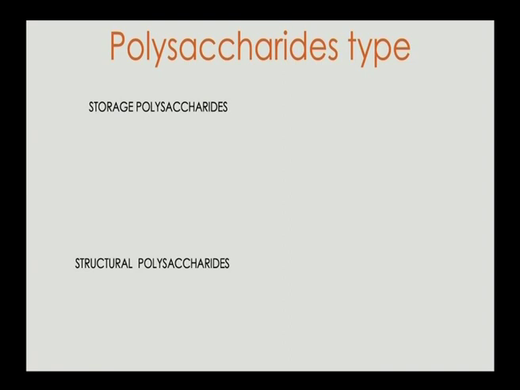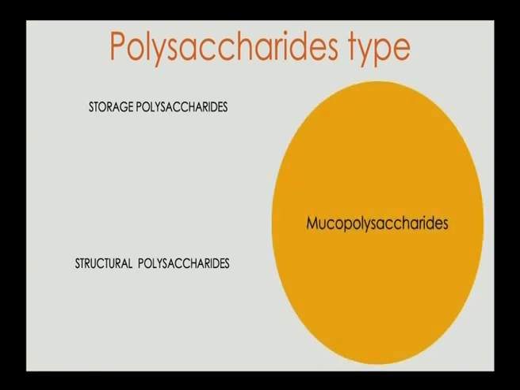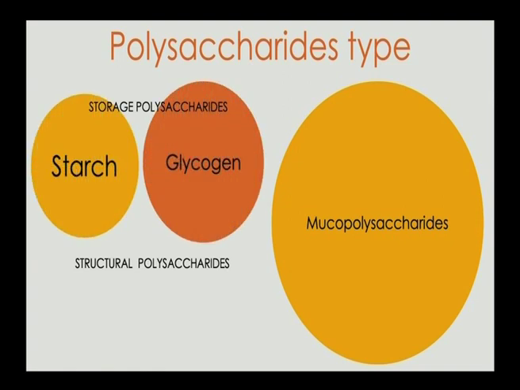The second one is the structural polysaccharides. The third one is the mucopolysaccharides. Let's try to see the definition of storage polysaccharides. As the name indicates, these polysaccharides serve as the food reserve. So under this, we have starch and glycogen.